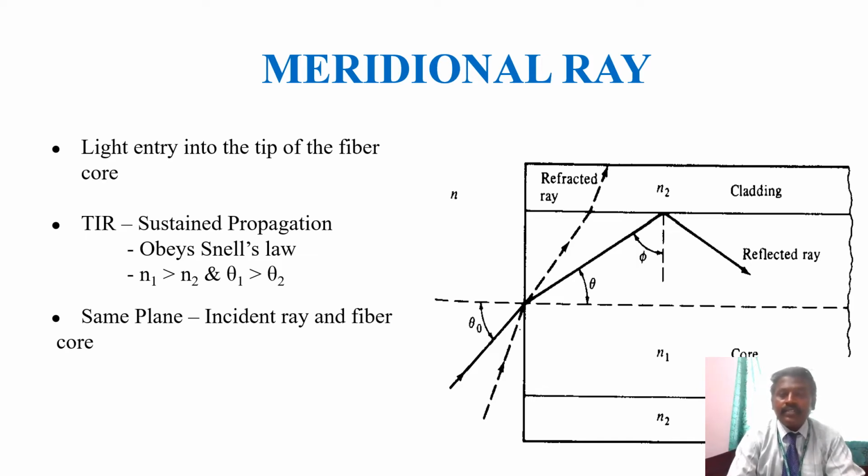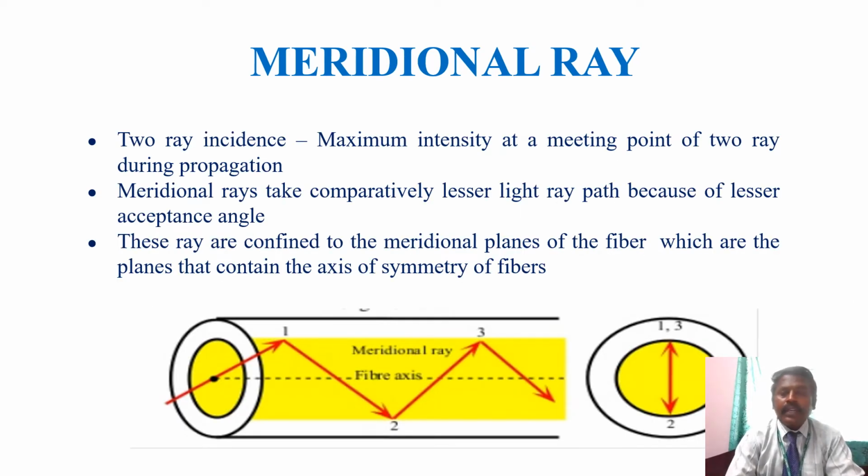The condition for Snell's law is n1 greater than n2 and theta 1 greater than theta 2, right? If it is in the same plane, then the incident ray and the fiber core should be in a single plane. Okay, then the meridional ray, look at the diagram. This will give you the detailed picture of the meridional ray. Two rays are incident, where we have maximum intensity at the meeting point of the two rays during propagation.